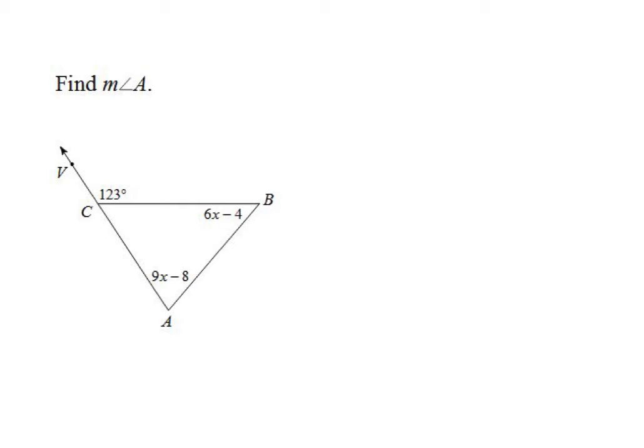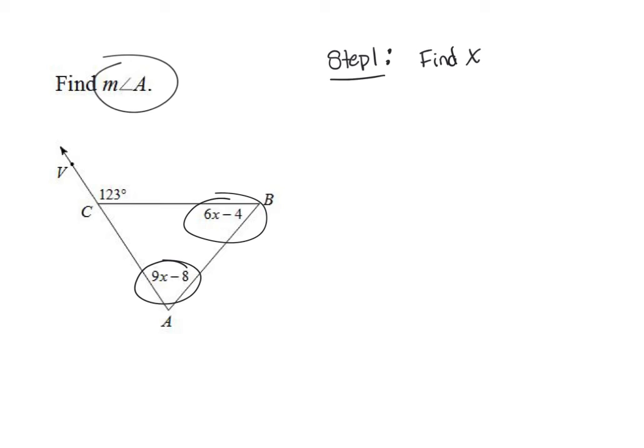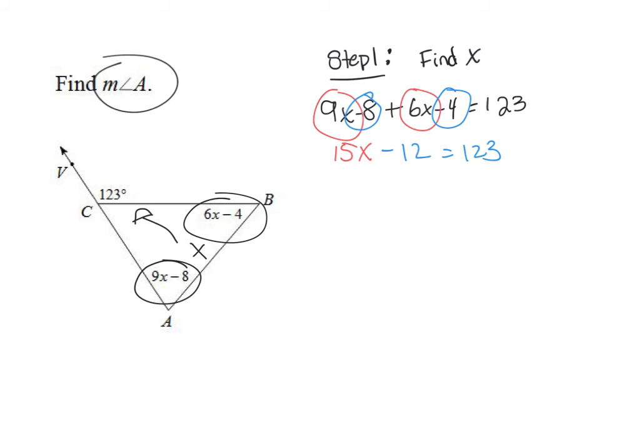In order to answer this question, we want to find the measurement of angle A. So we're going to have two steps. Step 1 is to find x. In order to solve for x, we're going to set up an equation where the two remote angles have to add up to equal the exterior angle. So we have 9x minus 8 plus 6x minus 4, and that has to equal the remote angle. And now I will solve for x.